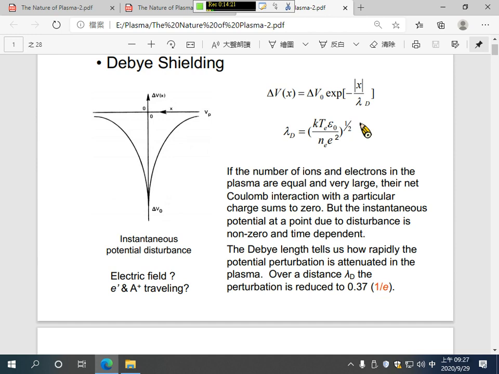The maximum potential disturbance is delta V0. And the Debye length, lambda d, is somewhere at this place. At lambda d, the disturbance of the potential will drop to 0.37. This value is 1 over the exponent e. So the Debye length is that much.